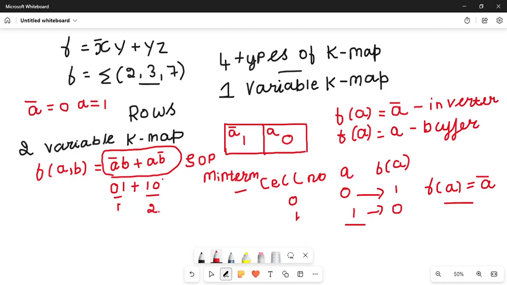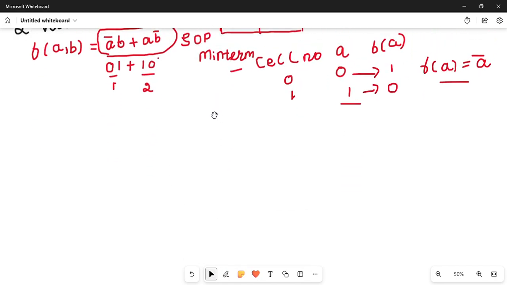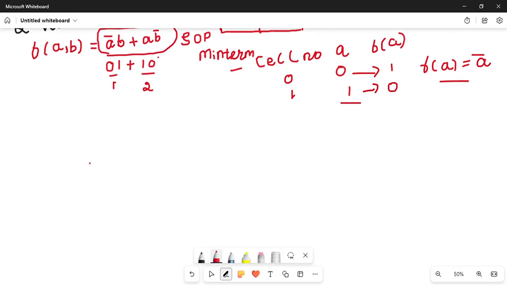Now can I write my truth table easily? Yes, if I write my truth table like this, here it is nothing but the cell number. How many cells are present? 4 cells are present, starting from 0 to 3. So I'll write it as 0, 1, 2, 3. And now I'll write my AB values. As there are 4 cells, my AB values are 0 0, 0 1, 1 0, 1 1, which is nothing but the values of 0, 1, 2, 3.